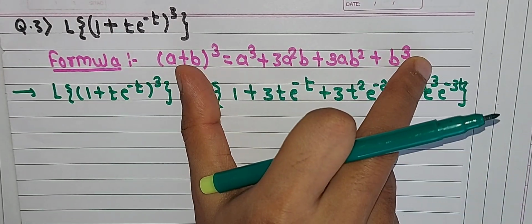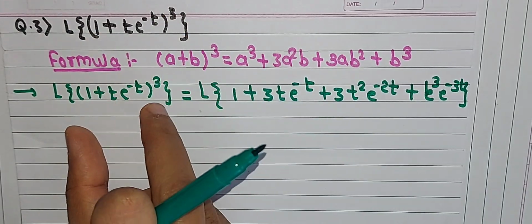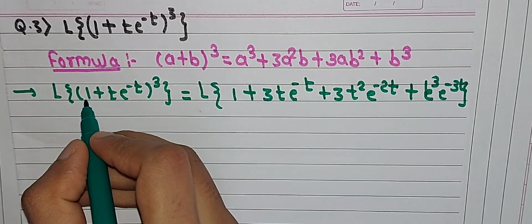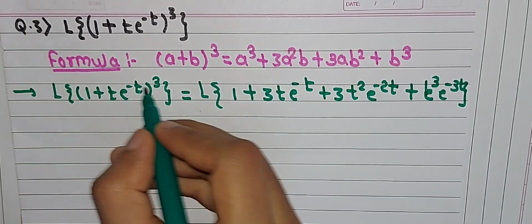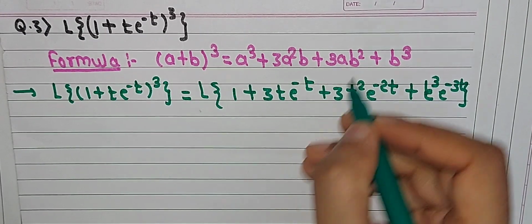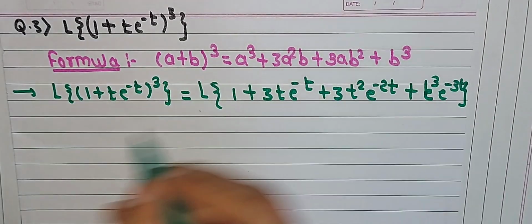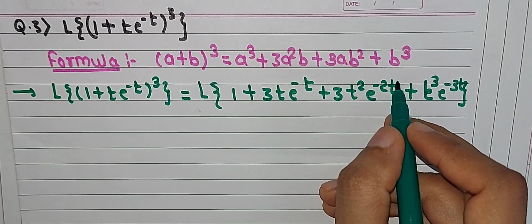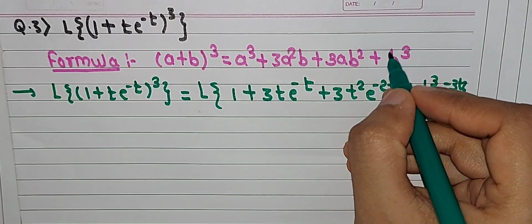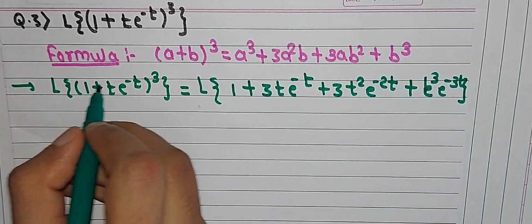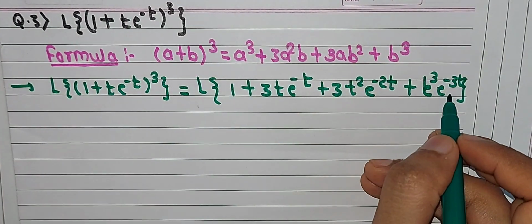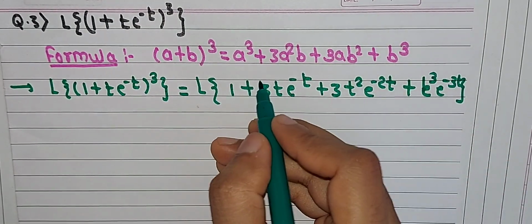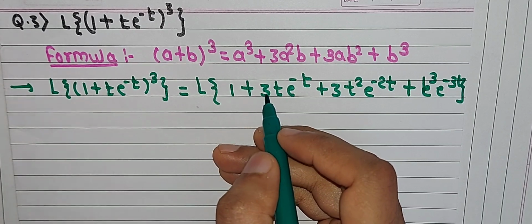Okay, so with the help of this formula we can split this bracket as it is, like Laplace of 1 raised to 3, that is 1. Okay, so 3 into a square b, that is 3 into 1 into this term, plus third value will be 3 into ab square, that is 3 into 1 into this square, that is 3 t square into e raised to minus 2t, and lastly the last element will be b raised to 3, that is this second element raised to 3. Okay, now we can split this Laplace on each term with the help of linearity property.